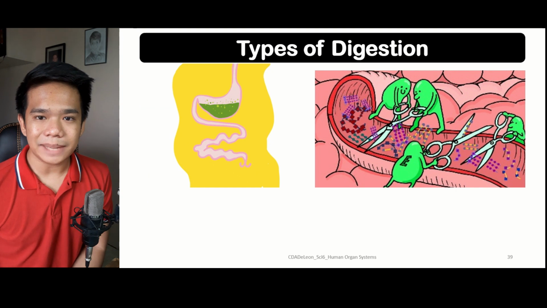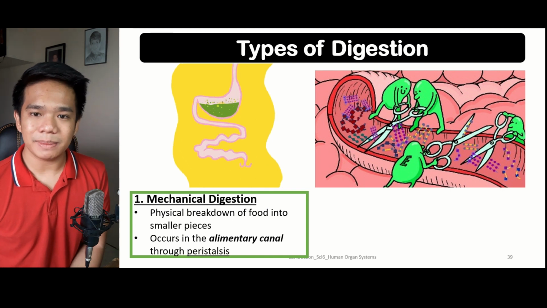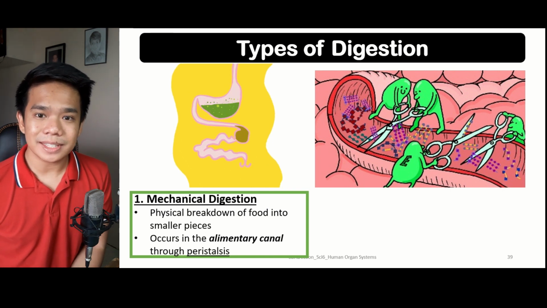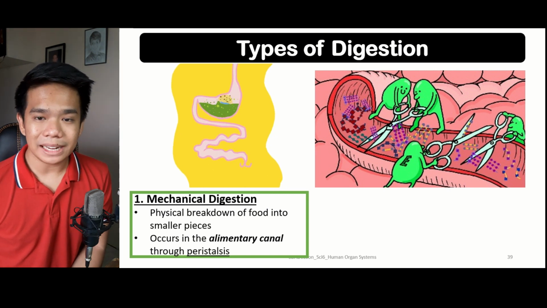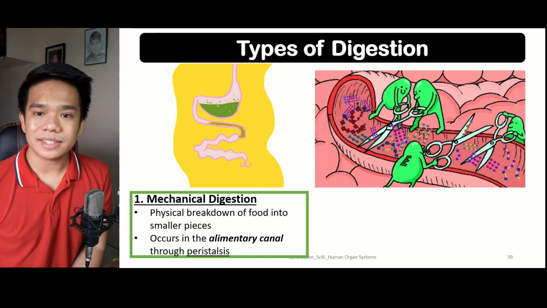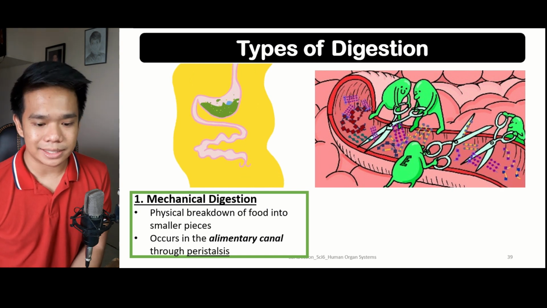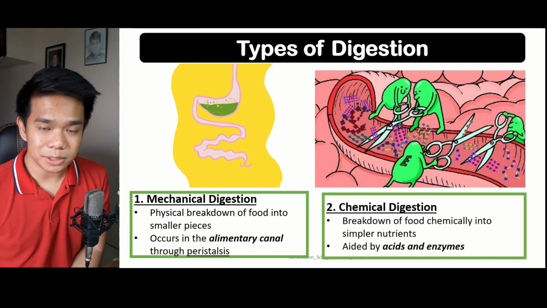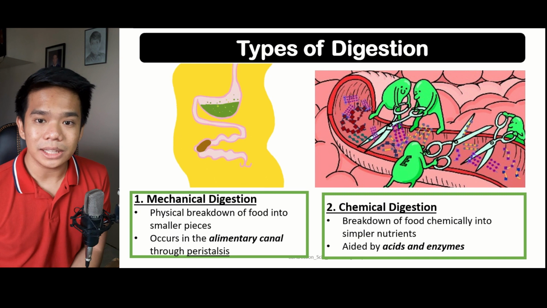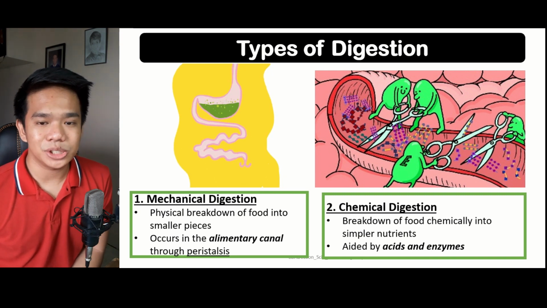Now, what are the different types of digestion? Now, digestion can be classified into two. So first, we have the mechanical digestion. So as the name implies, mechanical, meaning this refers to the physical breaking down of food into smaller pieces. So this occurs primarily in the alimentary canal through the peristalsis movement. So later on, we're going to be discussing what we mean by the term peristalsis. And next, we have the chemical digestion. So as the name implies, this process helps for the breaking down of food into nutrients. So this is aided by the different acids and the enzymes within the digestive system.